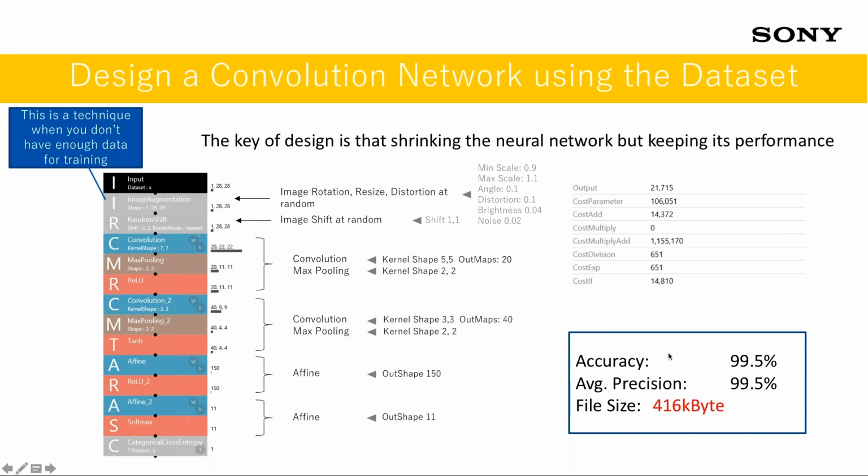What is important for us at the end of the day when we design a neural network is the accuracy. So here it is 99.5%. Average precision is 99.5%, which is, wow, that's good. And then the file size is going to be 416 kilobytes. So this is the file size, this is the memory.